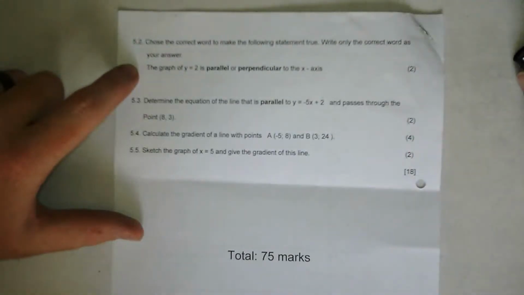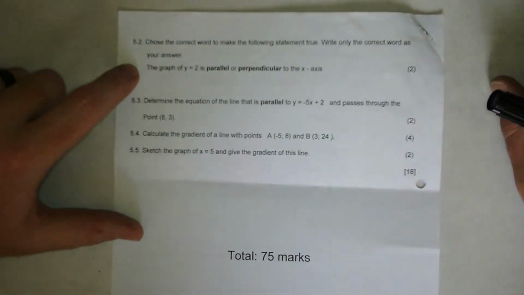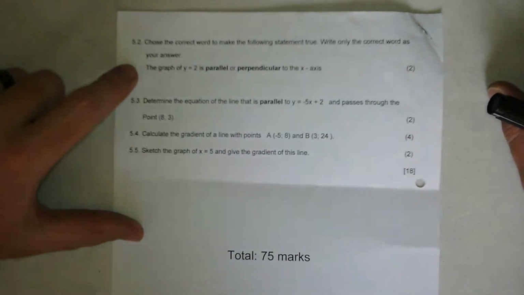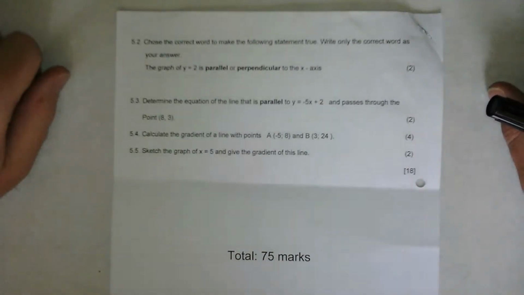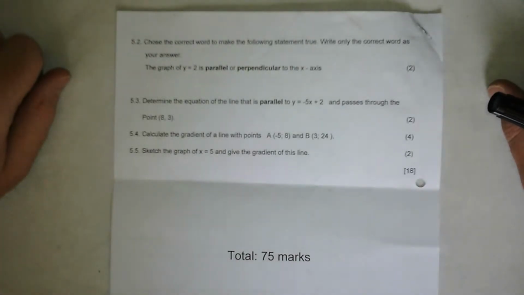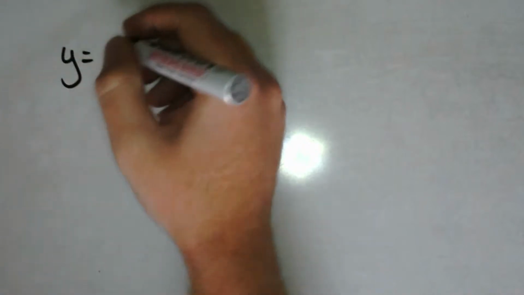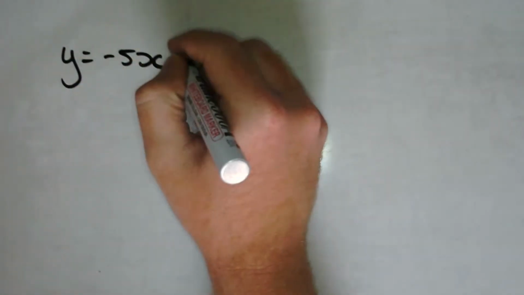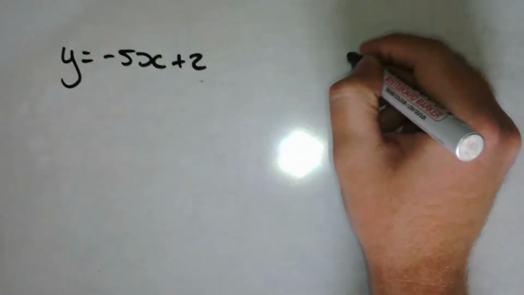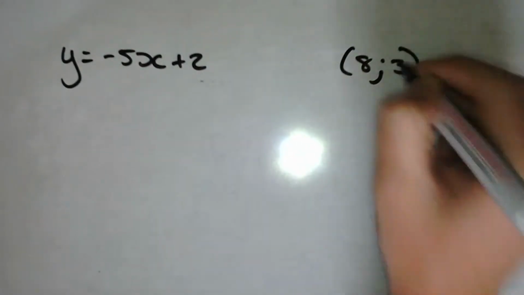So for 5.3, they say determine the equation of the line that is parallel to y equals negative 5x plus 2 and passes through points 8 and 3. So you now need to go and determine the equation of the line that is parallel to this. So what they give you there is the following. So they tell you y is equal to negative 5x plus 2. And they also tell you that it goes through points 8 and 3 in this regard.